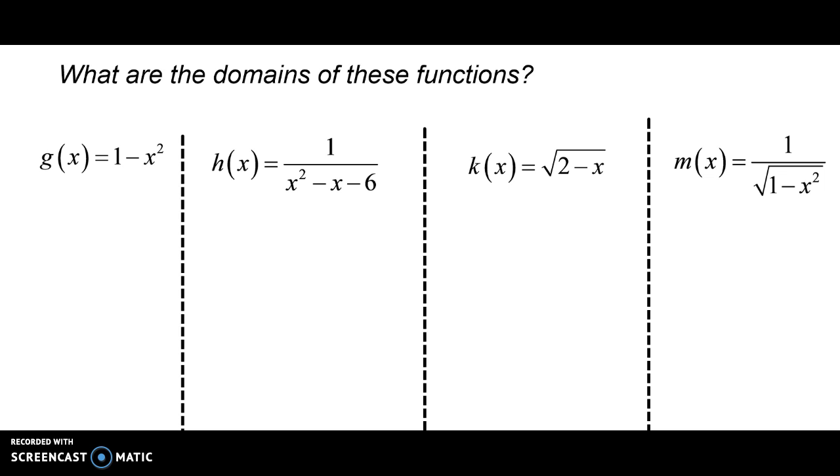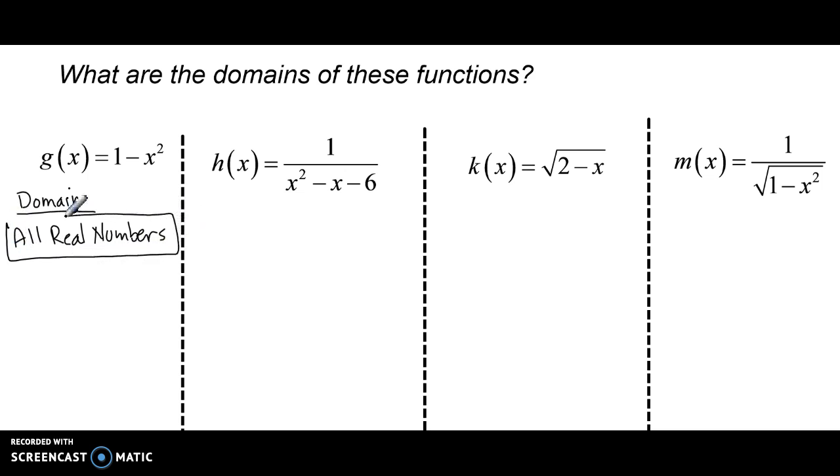As a starting point, if you don't have any roots, if you don't have any denominators, then your domain should be very simple. Your domain, in that situation, will be everything, all real numbers. What that means is, for this function, you can plug anything you want in. There are no limitations. Big numbers, small numbers, fractions, positive, negative, doesn't matter. Plug in anything you want.